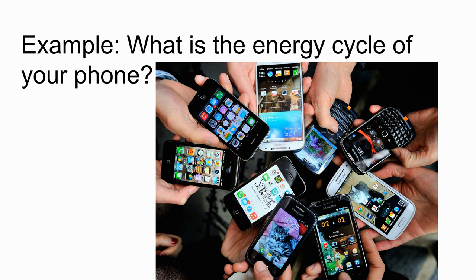If we have our phone, what is the energy cycle for a phone? Where does the energy come from? The battery. Okay, what kind of energy is that? A battery is chemical energy, chemical potential. So where does that chemical potential energy come from in your phone? Electricity, good. And that's electrical energy. Where does that electricity come from? The wall. Okay, where does it come from before that?